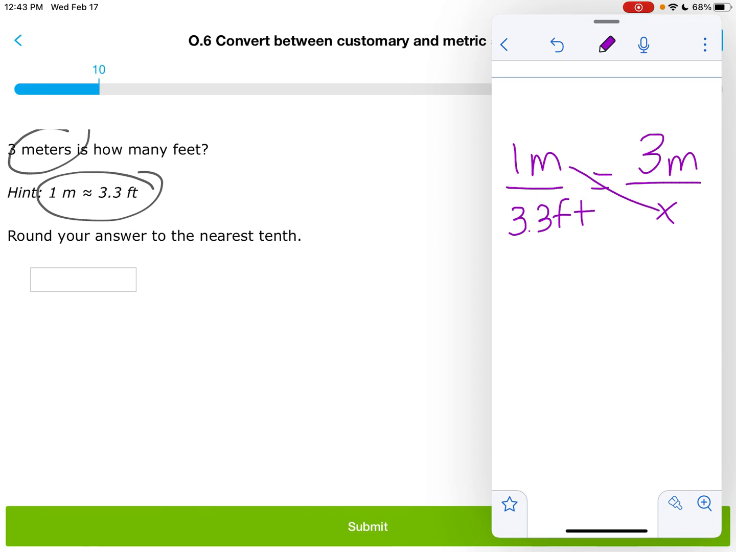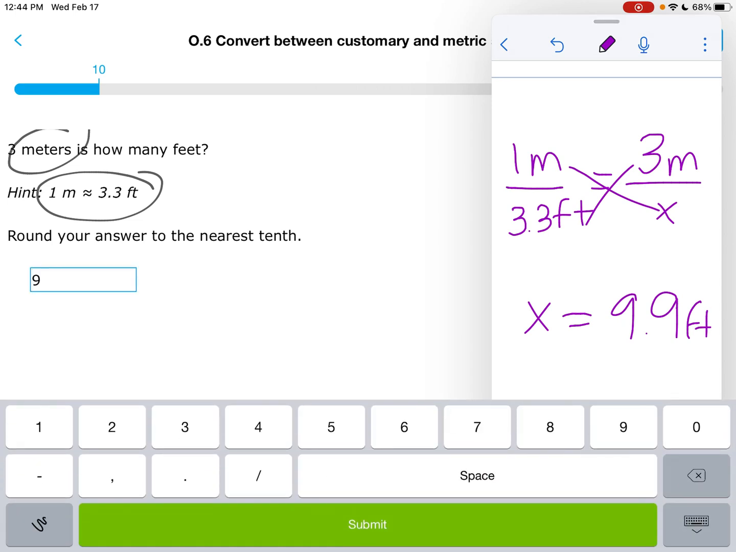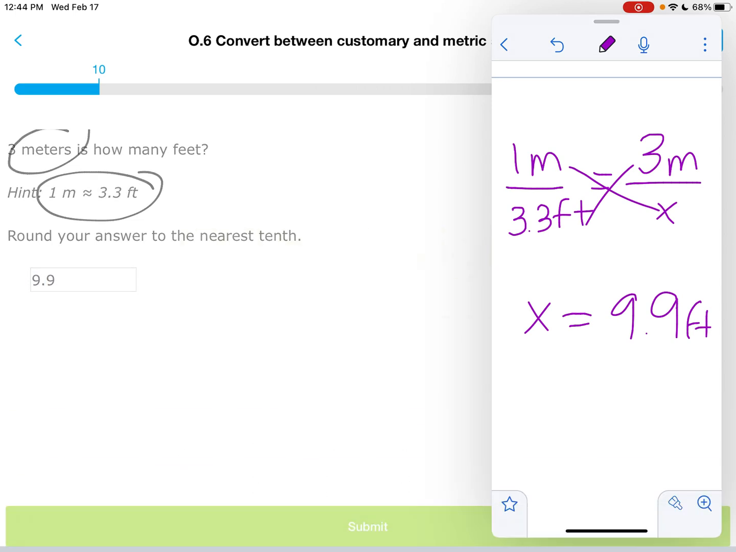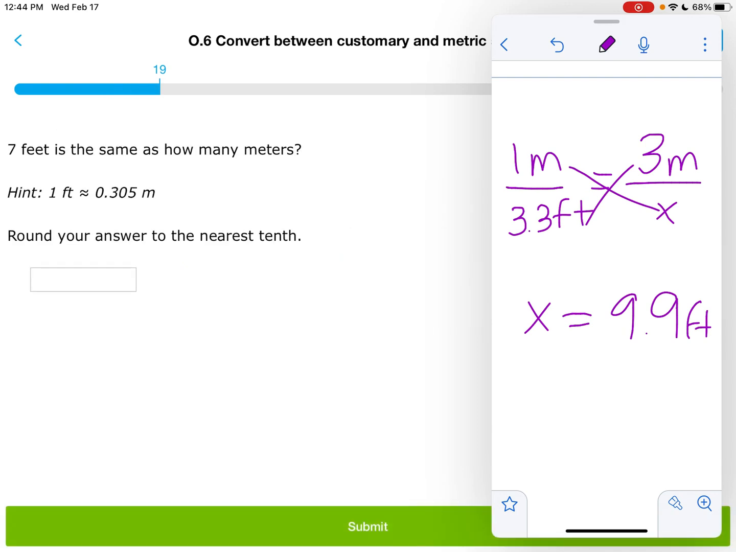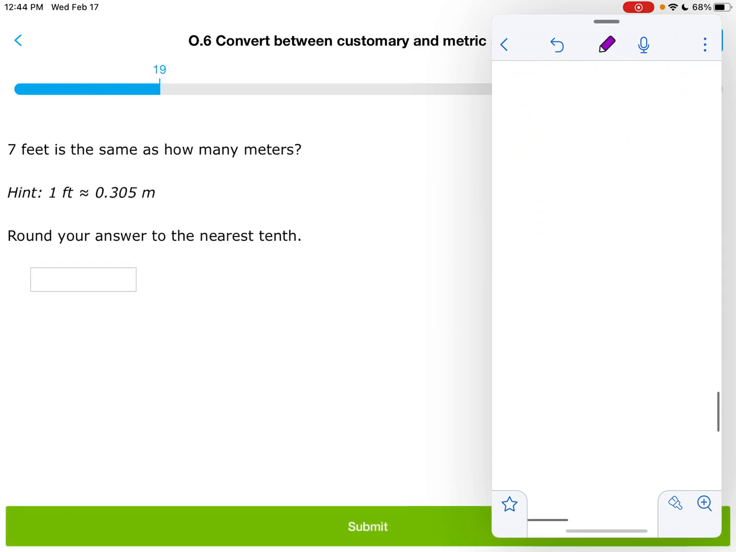Alright, let's multiply. 1 times x is really just x. And then we take 3 times 3.3, which gives us 9.9. And we are talking feet. So our answer is 9.9. And we are good. Alright, I'll do 2 more with you.